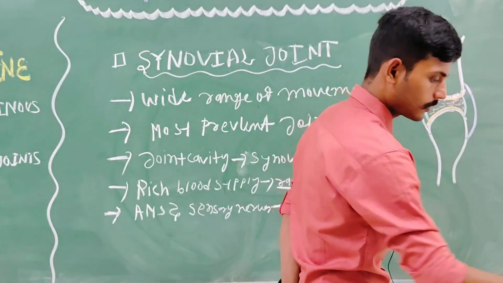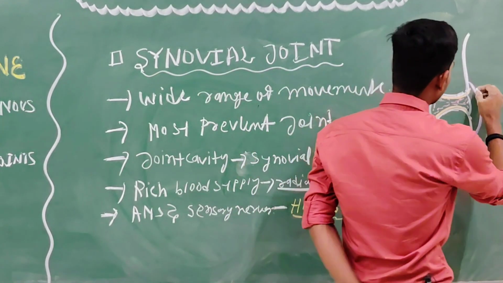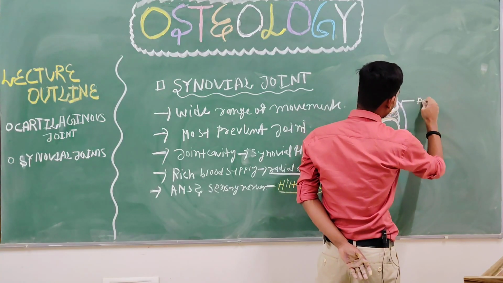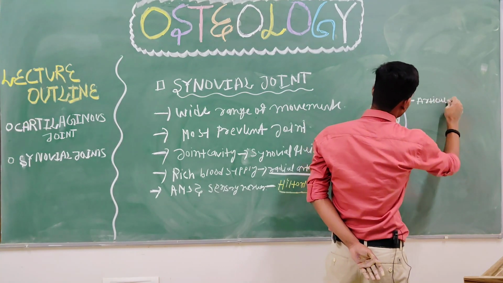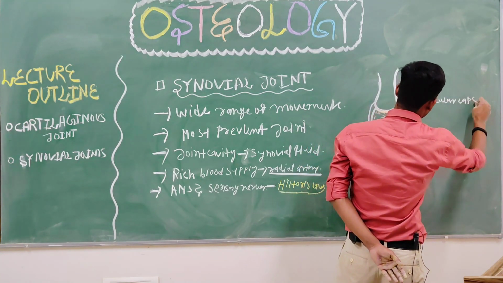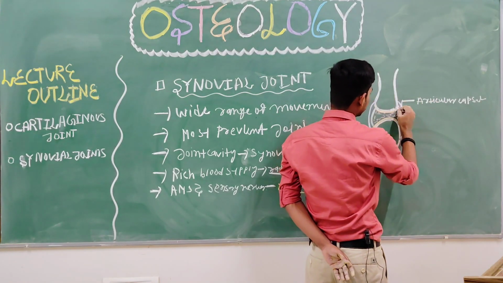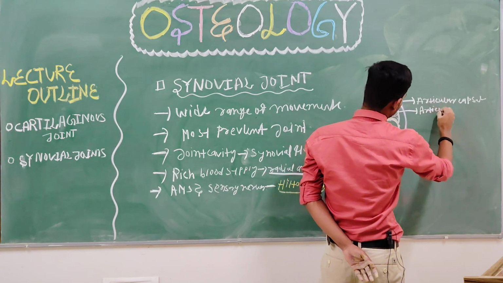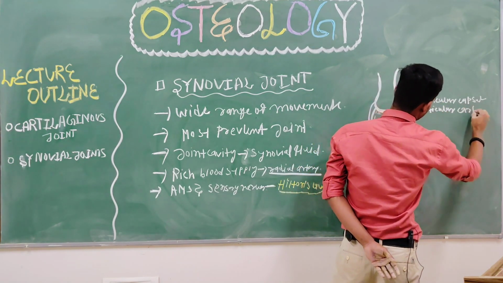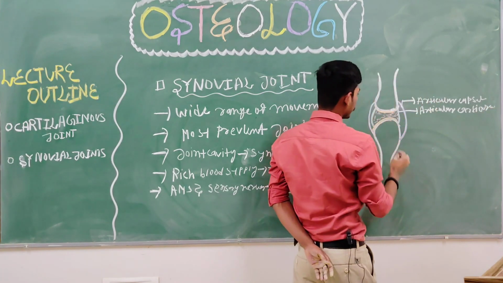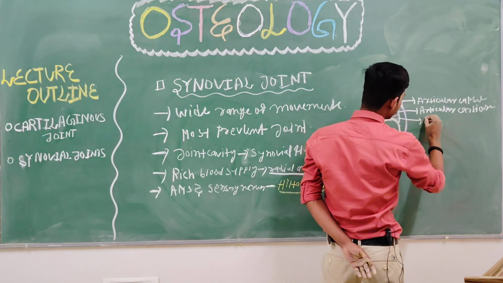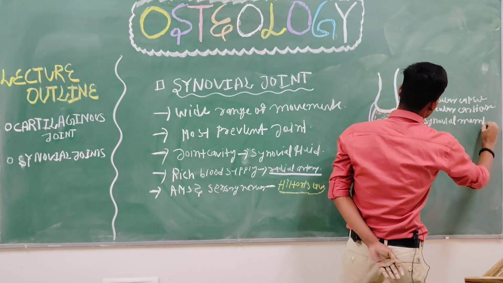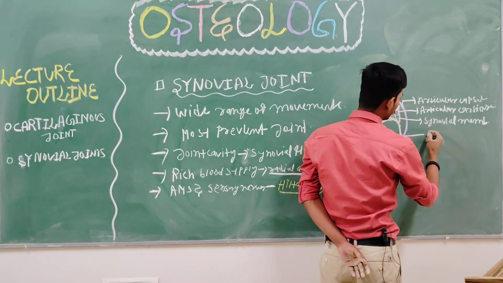Now write down the names. See, this is the articular capsule. This is the articular cartilage. And this is your synovial membrane. And this is your synovial fluid.